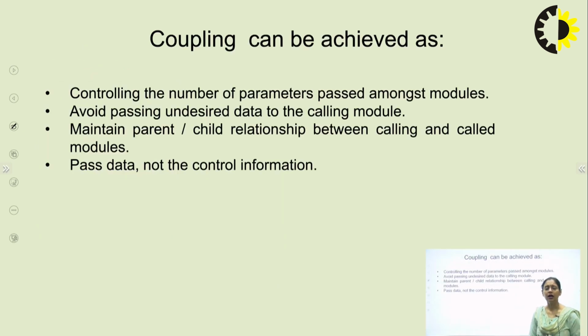Now, how can we achieve this coupling? By controlling the number of parameters that are passed among the modules, we should only pass the required parameters in the module. We should avoid passing undesired data to the calling module. Maintain a parent-child relationship between the calling and the called module and pass the data, not the control information, as we have seen in the control coupling.